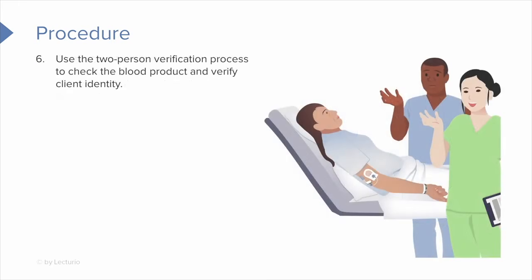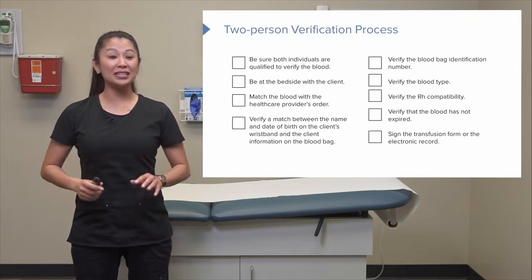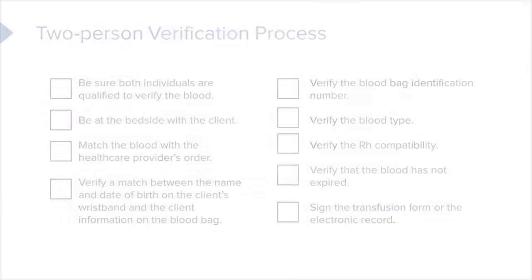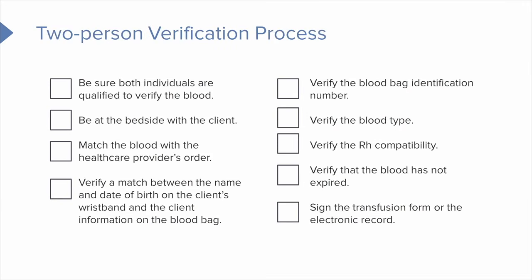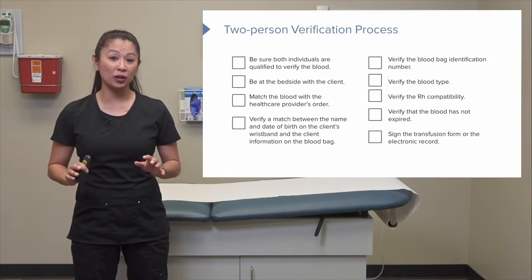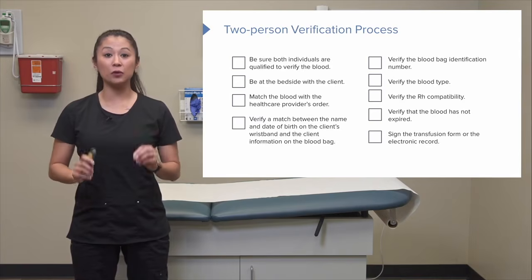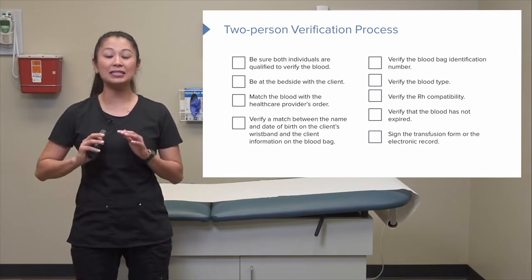Now, once we've donned our gloves, we want to use the two-person verification process to make sure we're going to check that blood product and it's going to the right patient. So let's take a look at this verification process. As you can see here, there's a lot of points. Now, this is there to ensure safety, that we are giving the right type of blood to the right patient. Because you can imagine there's a lot of horror stories out there about all the blood incompatibilities.